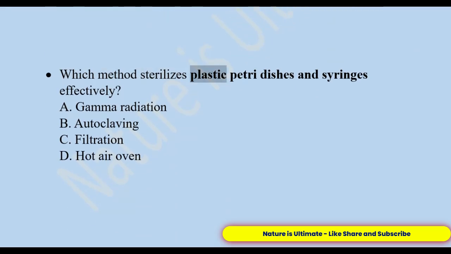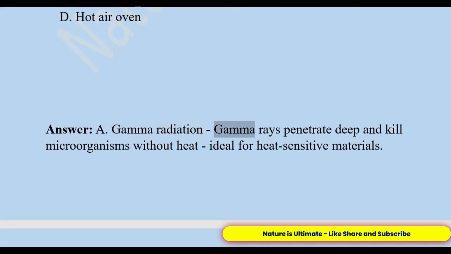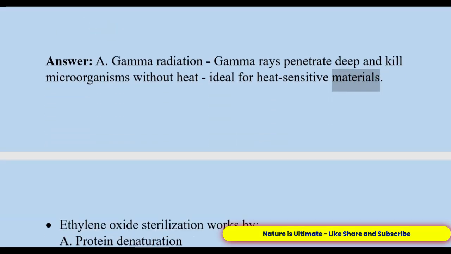Which method sterilizes plastic petri dishes and syringes effectively? A. Gamma radiation. B. Autoclaving. C. Filtration. D. Hot air oven. Answer: A. Gamma radiation. Gamma rays penetrate deep and kill microorganisms without heat, ideal for heat-sensitive materials.